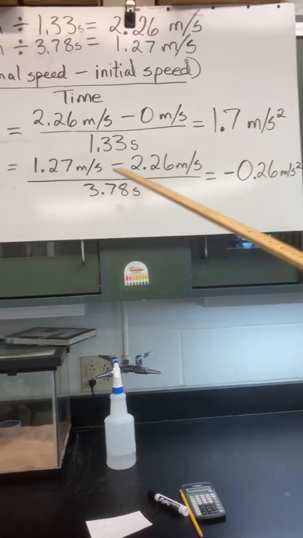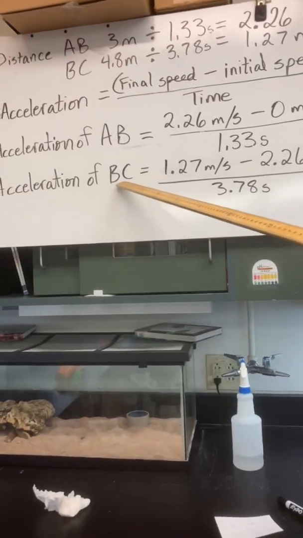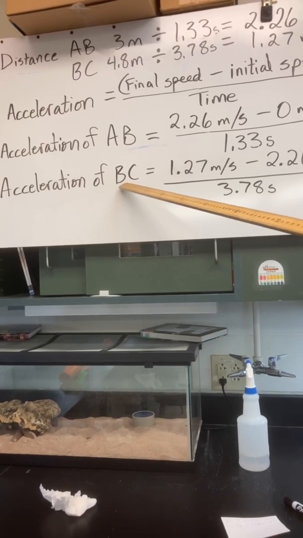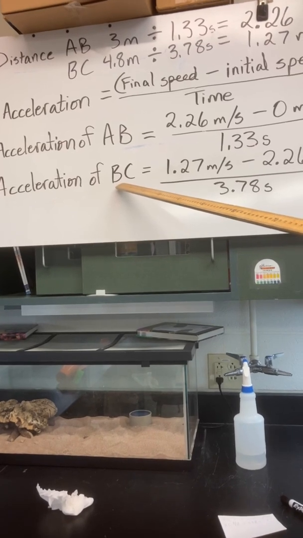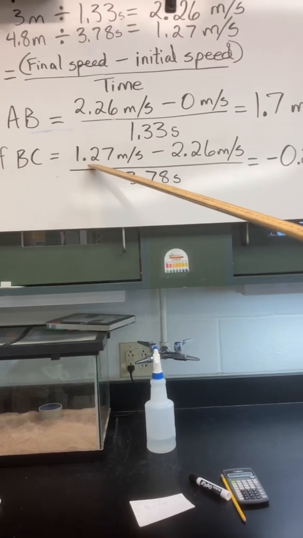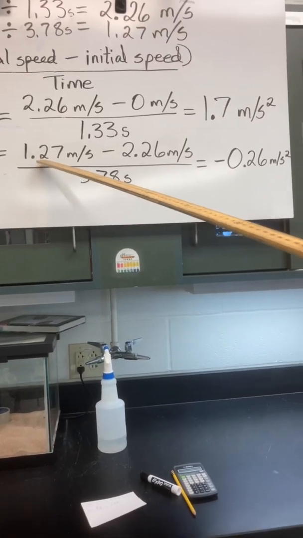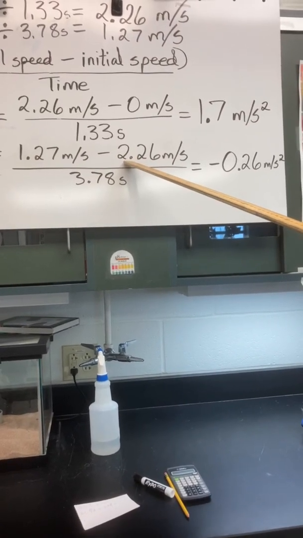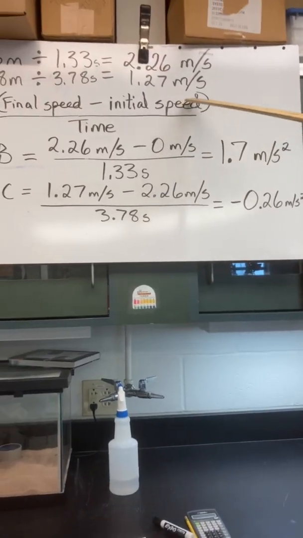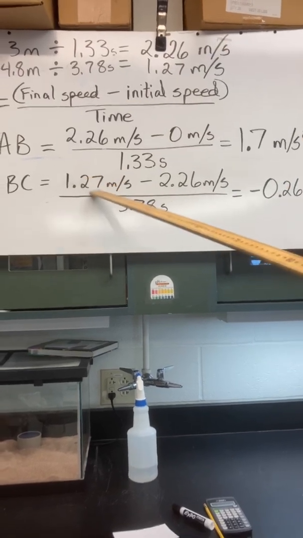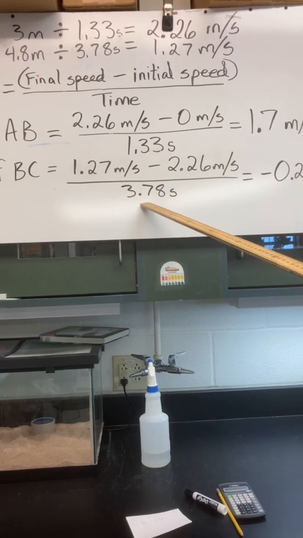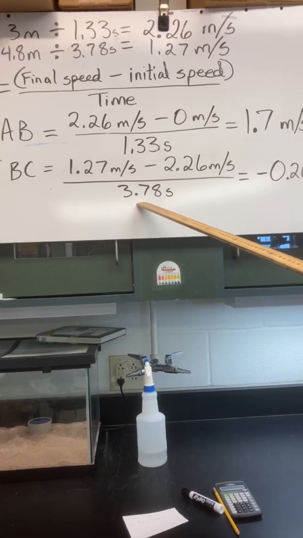Now, it gets a little more complicated for BC, because at letter B, it was already traveling 2.26 meters per second. And so its final speed by the time it got to C was 1.27 meters per second, minus the initial speed, because it was already traveling at 2.26 meters per second, like we said up here when we were talking about the speed. So final speed minus initial speed, divided by the time it took to travel from B to C, which was 3.78 seconds.